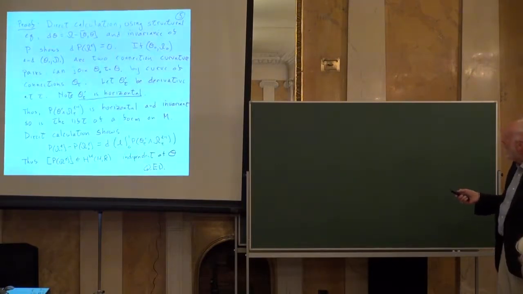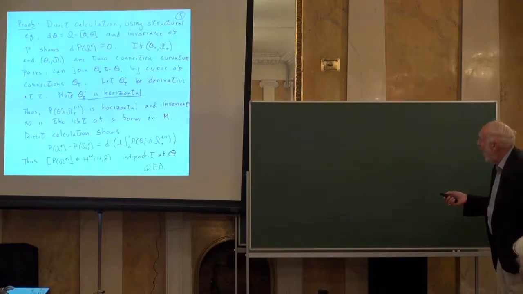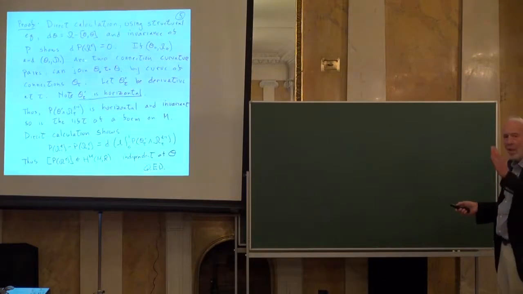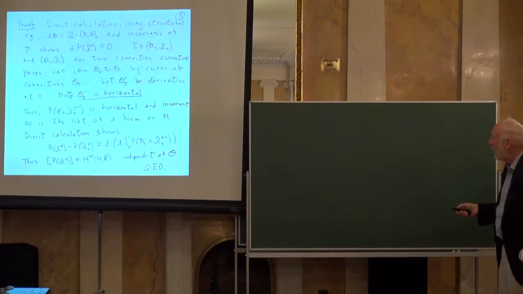As I said, it's closed. The direct calculation shows that it's closed. And if you have two connections, theta 0 with curvature omega 0 and theta 1 with omega 1, you can join them by a curve of connections. That's also always the case. You can take the derivative of that connection with respect to t, and notice that the derivative is itself horizontal, because the connections always take the same value on the vertical vectors, so if you differentiate them, all that's left is horizontal.